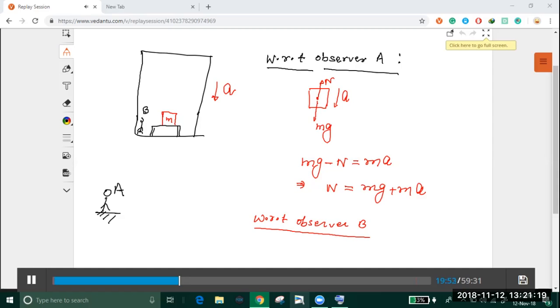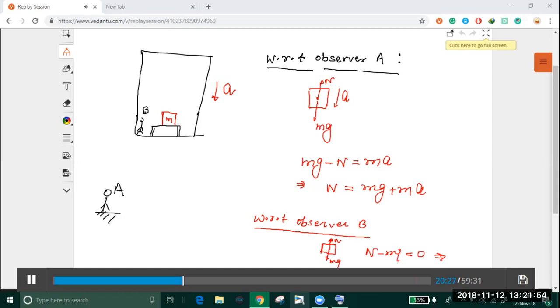So with respect to observer B, how does it appear? Observer B, the block m is at rest, right? So there will be a normal force and there is an mg force. So with respect to him, it will appear that normal N minus mg is equal to 0. So this implies N is equal to mg.